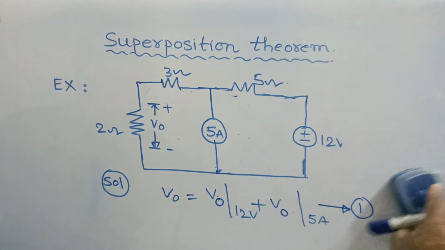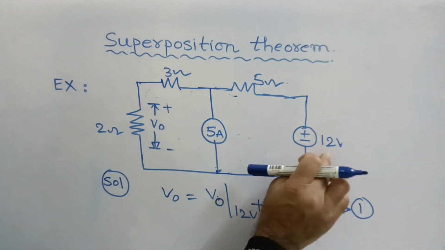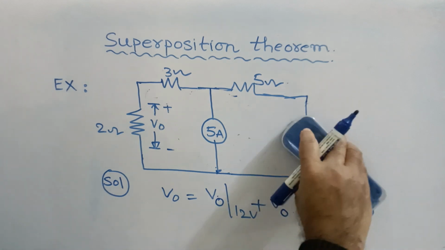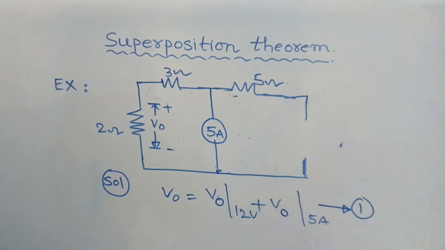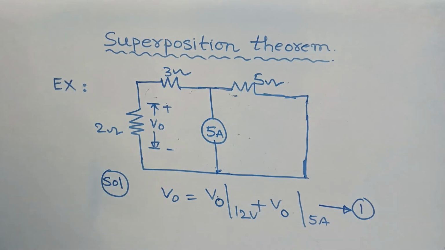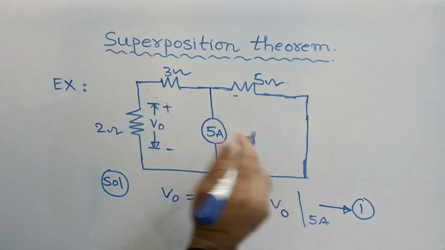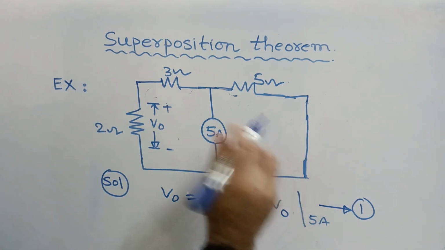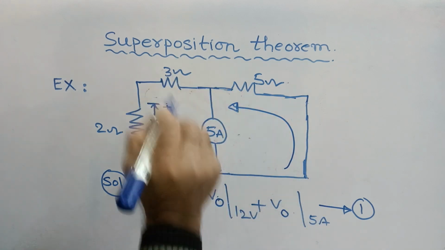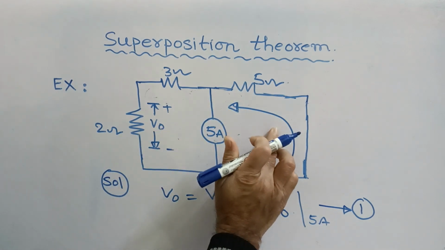Now the second step is to find the same V0 with respect to the 5 ampere source, where the voltage source must be turned off. How must the voltage source be turned off? Simply, the voltage source must be short circuited. So how can this be done? This is very simple actually. In this case we have to apply mesh analysis, where you can take the current as, maybe you can mark, this is the current direction which we are supposed to consider. This is one mesh, and this is the other mesh.